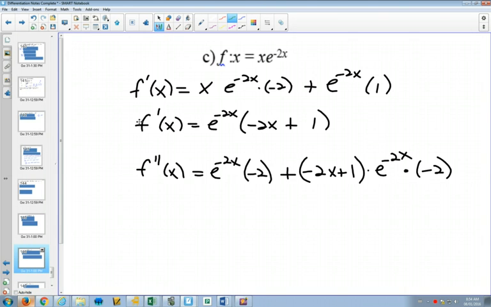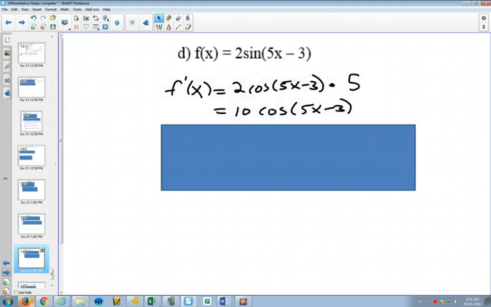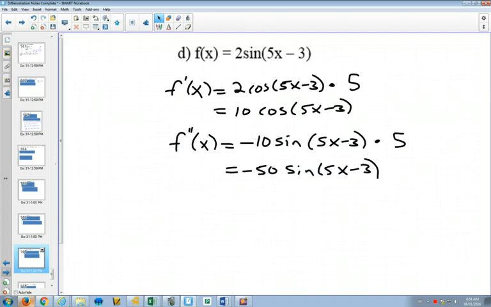How many people did the second derivative directly from this one? Did anyone do it directly from that? Everybody factored first? Okay. And the last one. First derivative is a chain rule. Second derivative is a chain rule again.